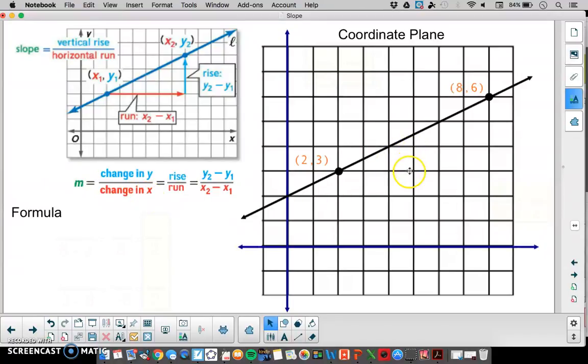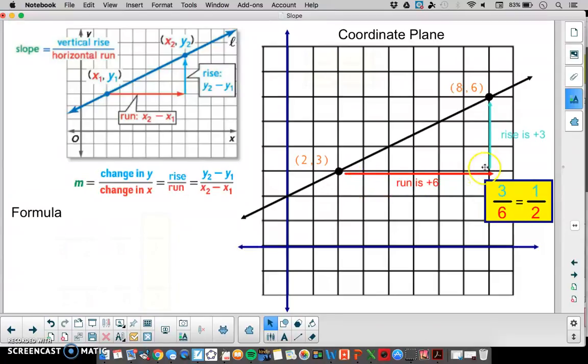So if we see this example over here, the change in our x values is going to be from 2 to 8. Well, that distance is a positive 6, so we know our run is positive 6. Well, our change in y values, or our rise, is going to be from 3 to 6, because those are our y values, 3 and 6. So our rise is positive 3. Well, if my slope is rise over run, that means I'm going to put 3 over 6, which reduces to 1/2. So my slope of the line between those 2 points is 1/2.